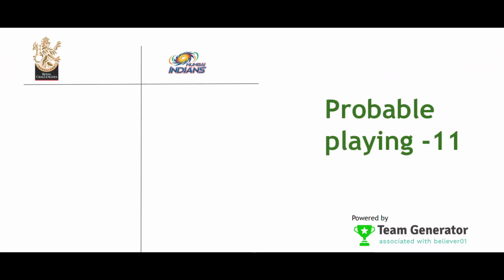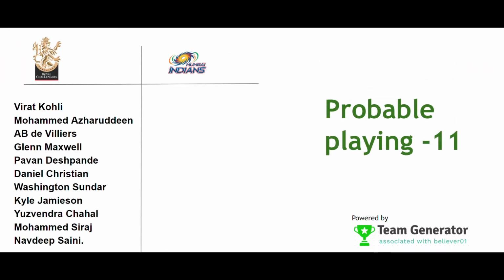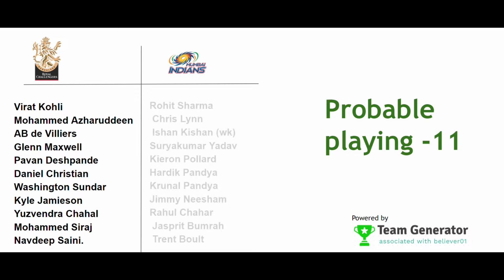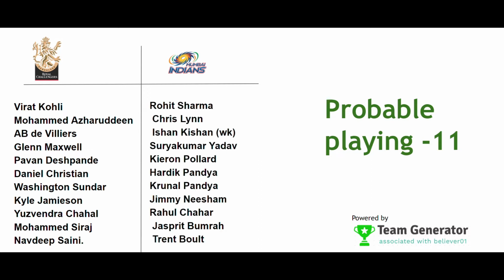According to the data that we have, the probable playing 11 from the RCB side will be Virat Kohli, Mohammad Azharuddin, AB de Villiers, Glenn Maxwell, Pawan Deshpande, Daniel Christian, Washington Sundar, Kyle Jamieson, Chahal, Siraj and Saini. And from the Mumbai Indians side: Rohit Sharma, Chris Lynn, Ishan Kishan, Suryakumar Yadav, Kieron Pollard, Hardik Pandya, Krunal Pandya, Jimmy Neesham, Rahul Chahar, Jasprit Bumrah and Trent Boult.